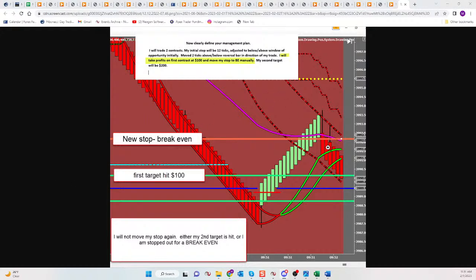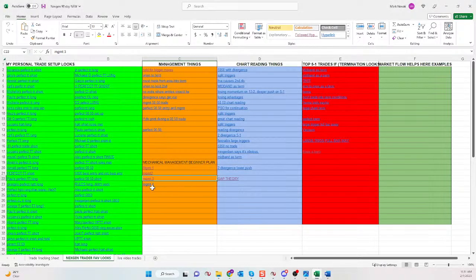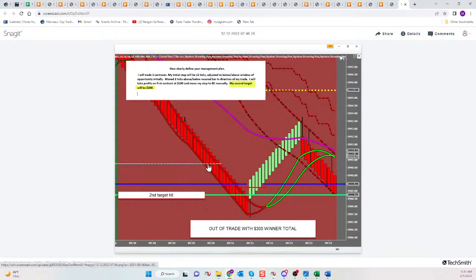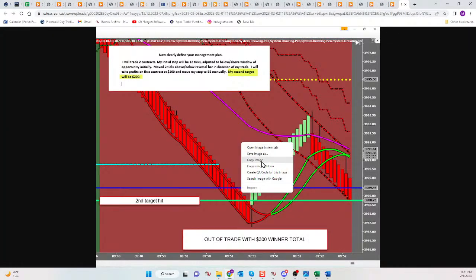But because I have zero risk, because I've already got money in the bank, it becomes easier as I develop a management plan to feel good about holding for that final contract. And then the final picture, guys, my second contract will be $200. So there's your whole management plan. If you're working on mechanical management, on the best of the best, Z, hopefully that helps you a little bit. You can take these pictures, you can study them, you can look at them.